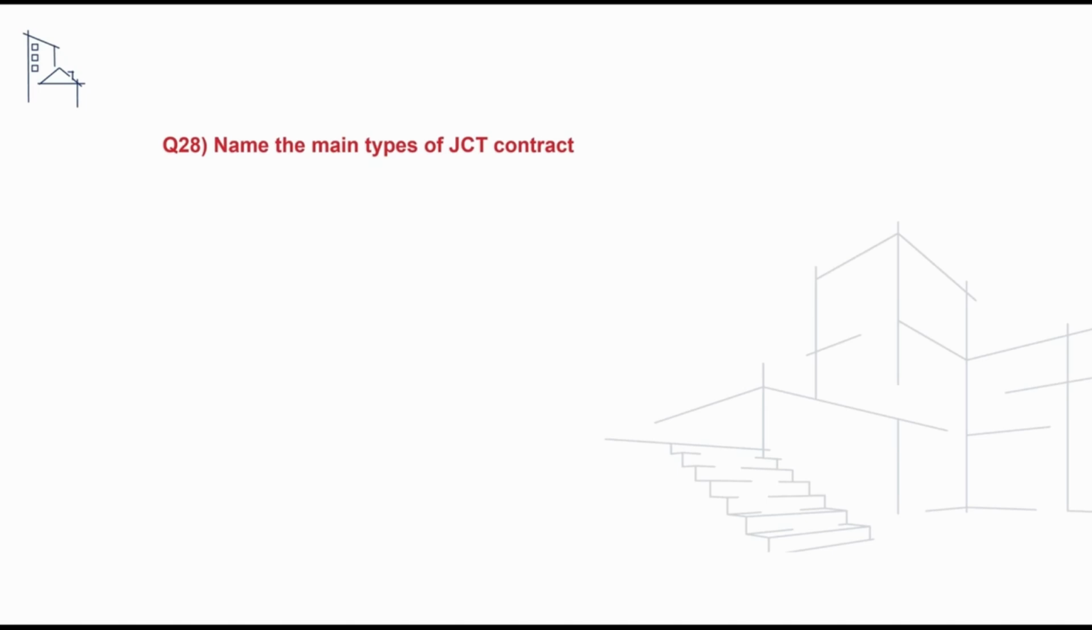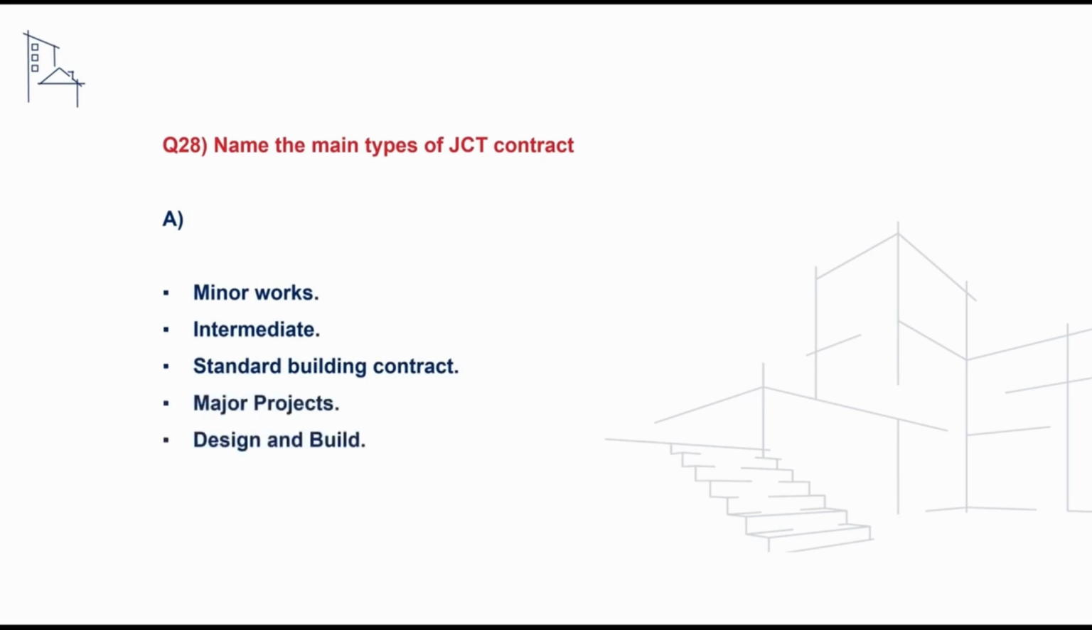We may receive a follow-on question testing our knowledge of the different types of JCT forms of contract available. To address this, we could make reference to the minor works form, the intermediate form, the standard building contract, also known as SBC, the major projects contract, and design and build.